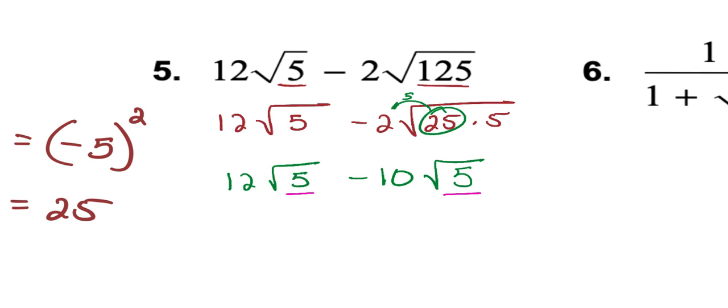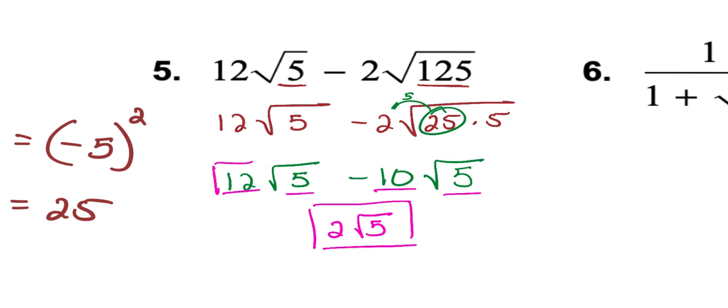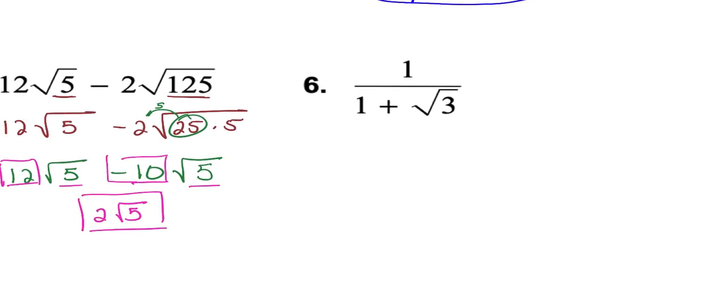Now these are like radicals. So I've got 12, take away 10. I've got 2 root 5s. You just add or subtract, in this case, the coefficients. The coefficients are the numbers in front of the radicals. 12 minus 10 is 2.